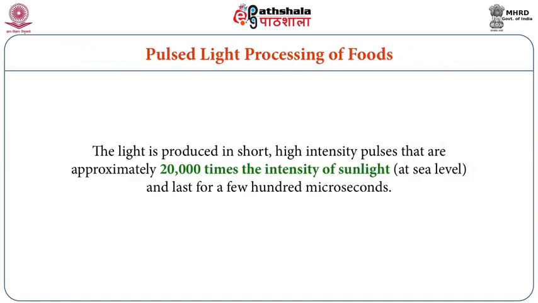The light is produced in short high intensity pulses that are approximately 20,000 times the intensity of sunlight at sea level and last for a few hundred microseconds. So it is 20,000 times higher than the sunlight. But the sunlight is passing through the atmosphere, stratosphere, ionosphere, so that is filtered UV light. Here this is not the filtered UV light. So it's directly falling on the food, and the organisms which are on the surface of the food get inactivated.